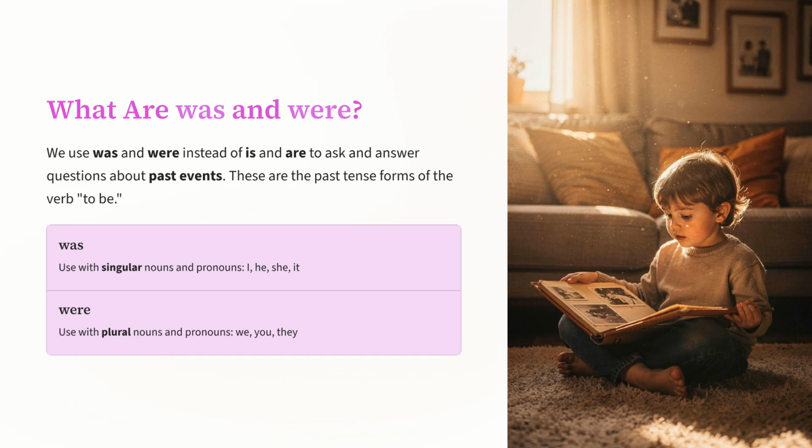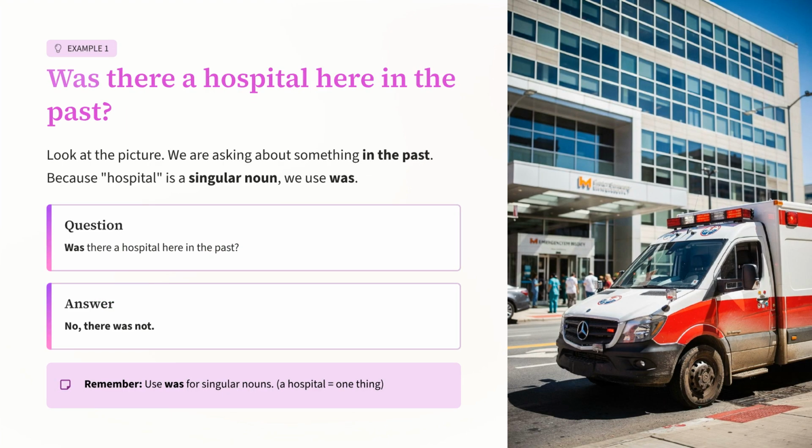Use was with singular nouns and pronouns: I, he, she, it. Use were with plural nouns and pronouns: we, you, they.